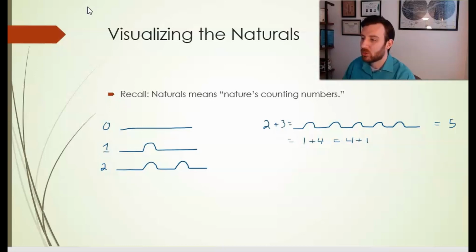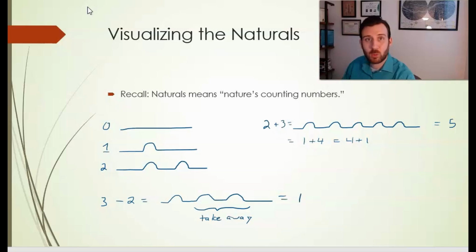We can also do some basic subtraction, like 3 minus 2 can be thought of as 3 piles where we're going to take 2 of them away. So 3 piles where we identify 2 to take away, perhaps these last ones, is going to leave us with 1 pile. And in that way, we see that 3 minus 2 is equal to 1.